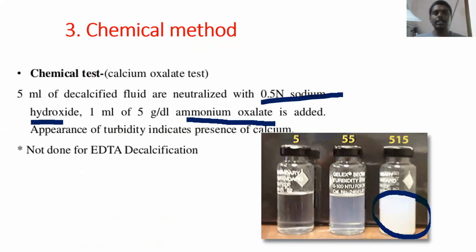And in the chemical method we can use sodium hydroxide and ammonium oxalate. We need to add a drop of sodium hydroxide and ammonium oxalate to the solution. If we see any white precipitate, that indicates the presence of calcium within the solution, meaning the calcium was removed from the tissue. So precipitate indicates complete decalcification of the tissue. In that way we can understand whether the decalcifying occurred or not.